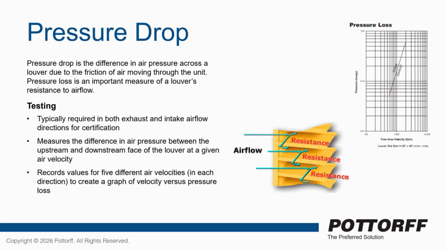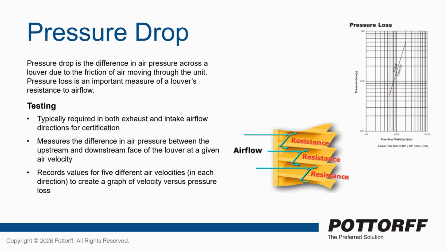AMCA will test for this. They will predominantly put the louver into some type of air chamber, and then they'll pull air across it at different speeds and measure those speeds. What you can see on the top right of the screen here is a nice graph from that free area velocity that we just talked about.